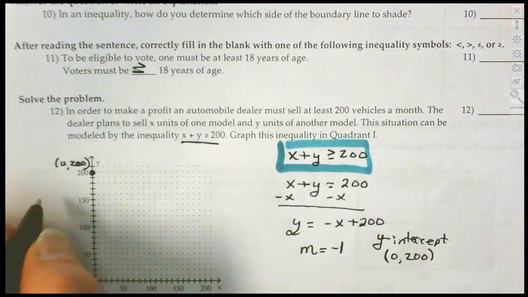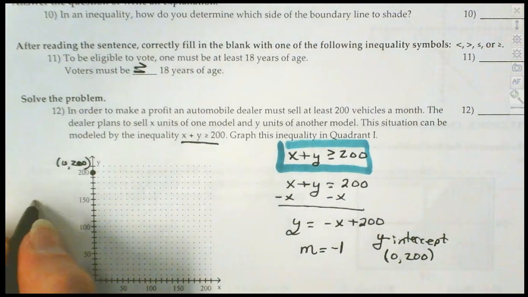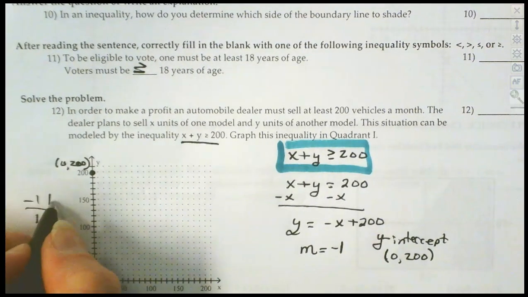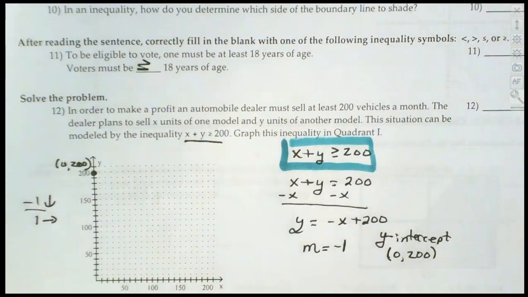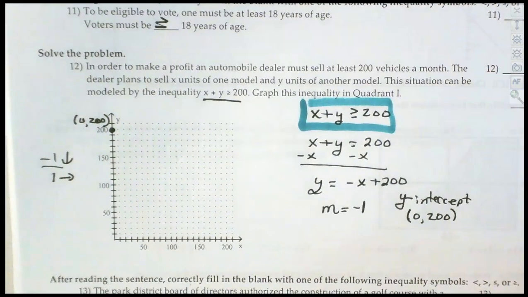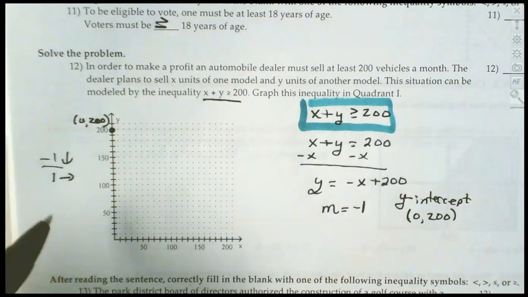What's my slope? Minus 1 over 1. So that means we're going to go down 1 and over 1. Now, we don't have to just go down 1 unit. We can go down 50 units and over 50, as long as they're the same. Whatever we go down, we have to go over the same because it's a 1-to-1 ratio.